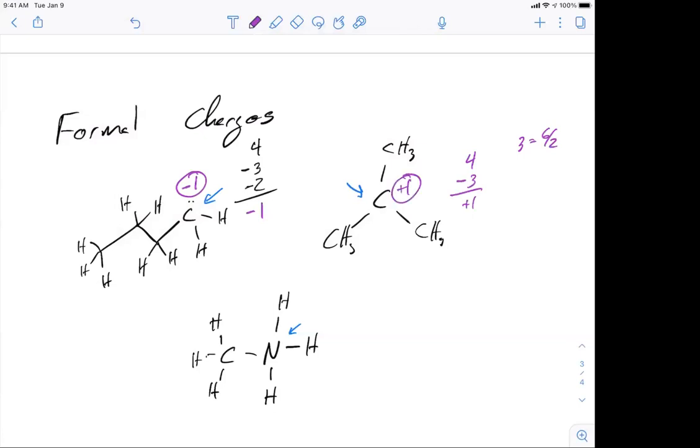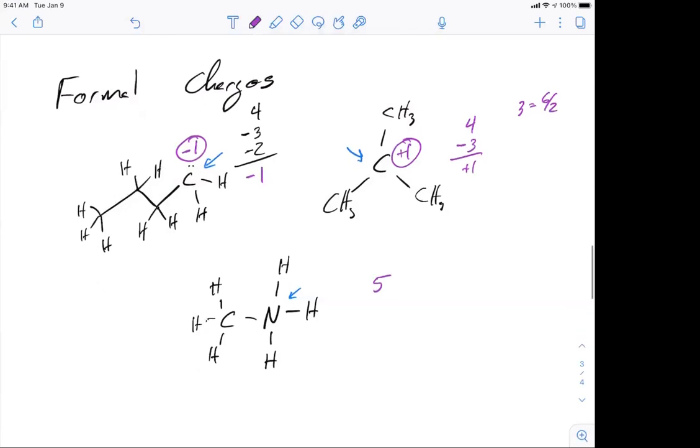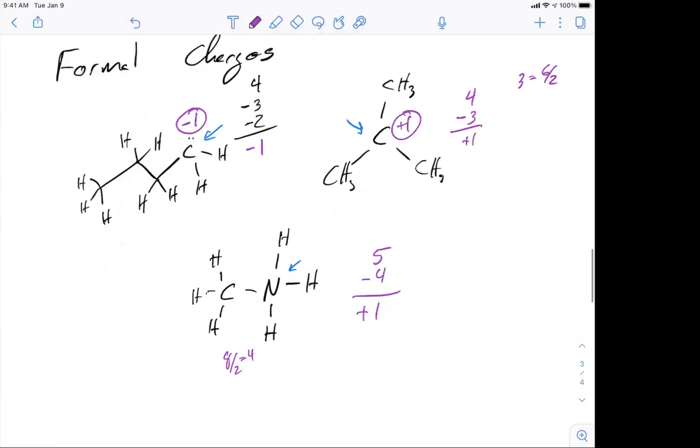and we can see that looks like a carbocation. For the nitrogen, now we start with 5, right? We look at our bonded pairs. So we have 8 electrons in there divided by 2, so that gives us 4. So we subtract 4, and that gives us a +1. Okay. So we get +1 there, and so we can see that nitrogen is +1.